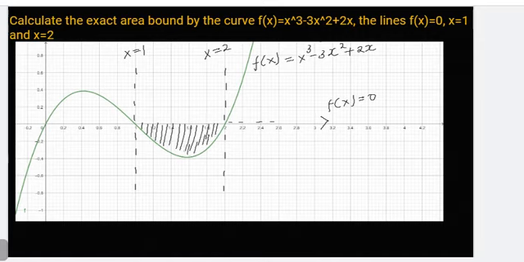Okay, so one thing you need to note is that you really don't have to plot this curve. You really don't have to sketch it. You can get the area without doing all this. But it's important for us to have a pictorial representation of the area we want to find. So in the next second, I'm going to show you how to find this exact area by way of integration.